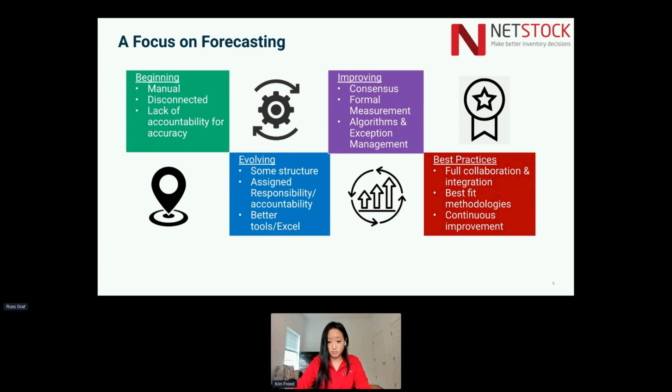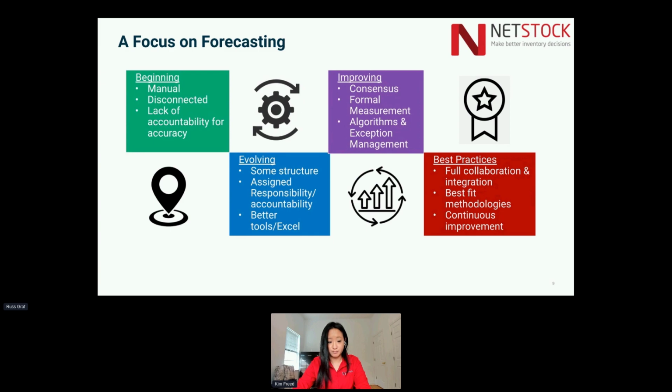Start to assign some responsibility and accountability. So have some expectations as to where we need this to go and who's responsible for it and how we're going to get there, and maybe now putting some better tools in there, maybe a more sophisticated Excel spreadsheet, maybe some help from the IT folks to figure out how to better extract data and get it into that Excel spreadsheet. So that's at the very least, I think, where most small, medium-sized firms need to be.